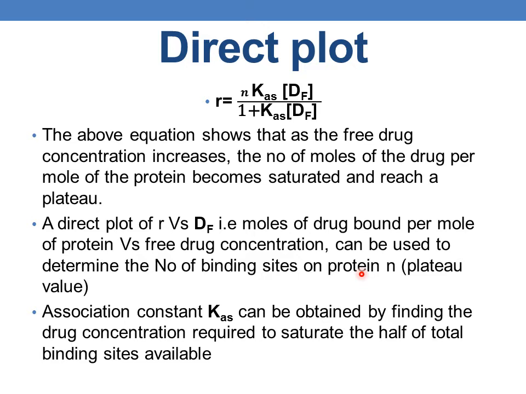Here the number of binding sites n can be determined by the plateau value, and the association constant Ks can be obtained by finding the drug concentration required to saturate half of the total binding sites available.